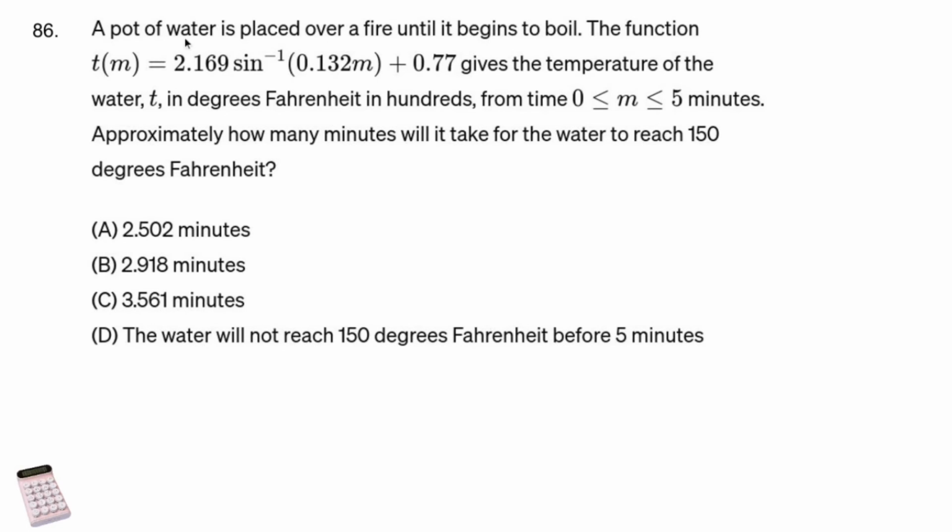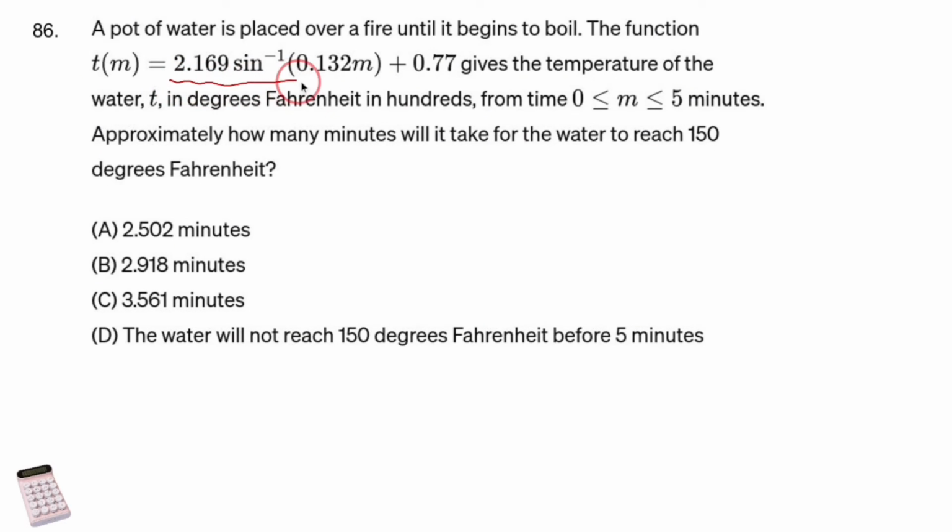A pot of water is placed over a fire until it begins to boil. The function T of m equals 2.169 sine inverse of 0.132 m plus 0.77 gives us the temperature of the water, T in degrees Fahrenheit and hundreds, from the time 0 to 5 minutes. Approximately how many minutes will it take the water to reach 100 degrees Fahrenheit? So this isn't so bad.